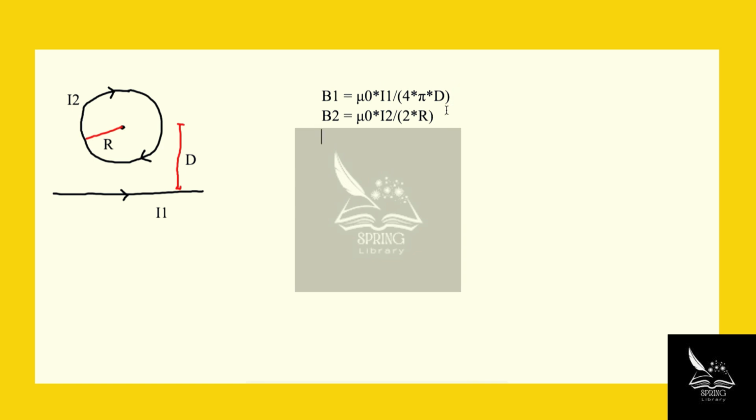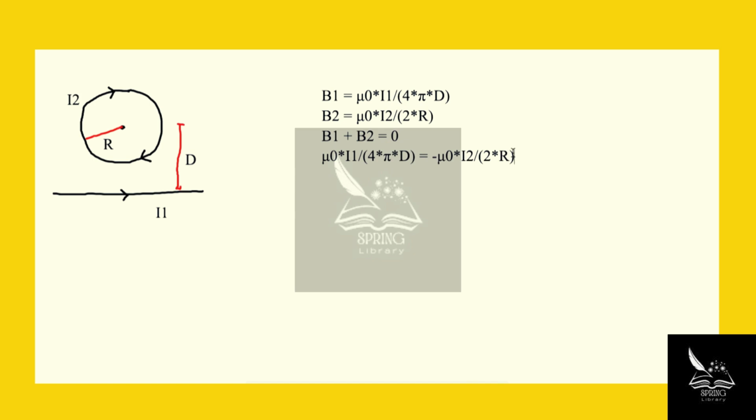So we know that at this point we want B1 to be equal to, I'm sorry, B1 has to be equal to negative B2, because we know B1 plus B2 has to equal 0. So we want to just set B1 equal to minus B2. So let's set mu naught I1 over 4 pi d equal to minus B2. So this is just making the sum equal to 0.